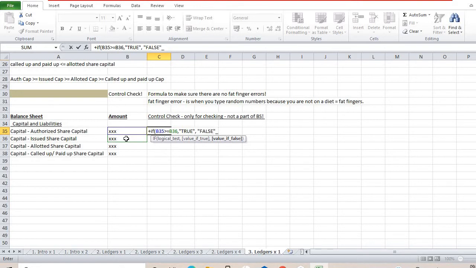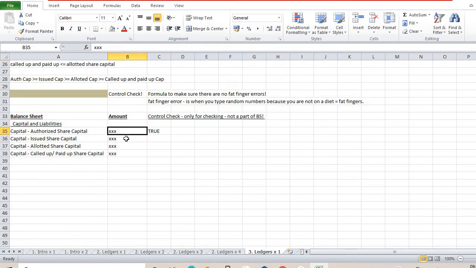Okay? So let us now see if the formula is working. It will say true, right? Because it has nothing. So let us now say 100. Let us put issued capital of 1000. False. Issued capital of 99. True. Okay? So your thing is working properly. So my issued capital is always greater, 100. True. Because I put an equal to, greater than equal to here, right?